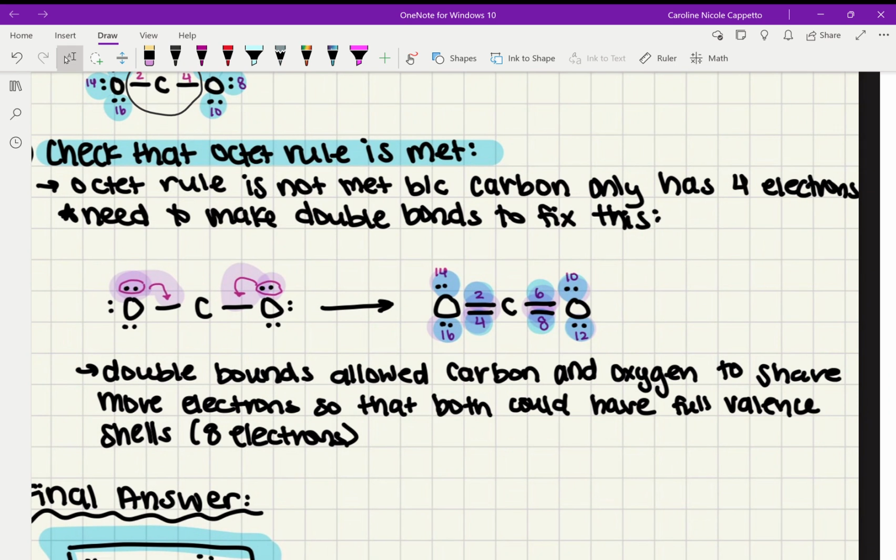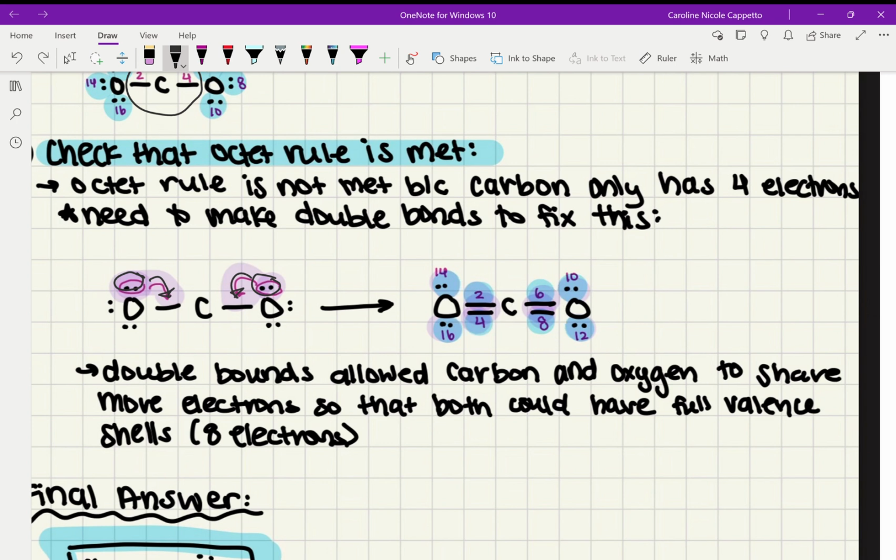So we need to make double bonds to fix this, and in other cases triple bonds, but for this case double bonds, because we need to add 4 more electrons to the carbon. So what we do is we take 2 of the lone pairs from each side and we move them down here to create another bond. And this is what gives us our double bonds.